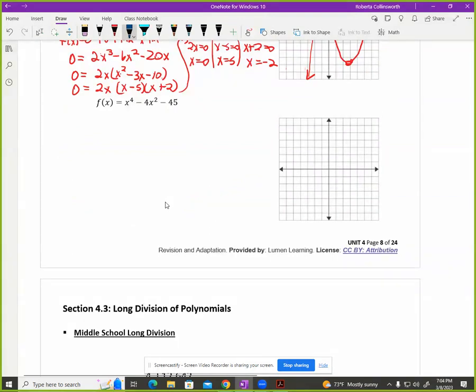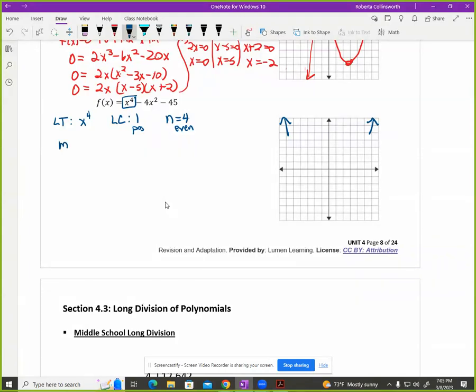So this is in descending order, so I know this is my leading term. My leading coefficient is 1, which is positive. And then my highest exponent value is 4, and that is even. So positive and even, it's going to look like a quadratic, kind of, with our end results. So I know that the maximum number of zeros I can have is 4.